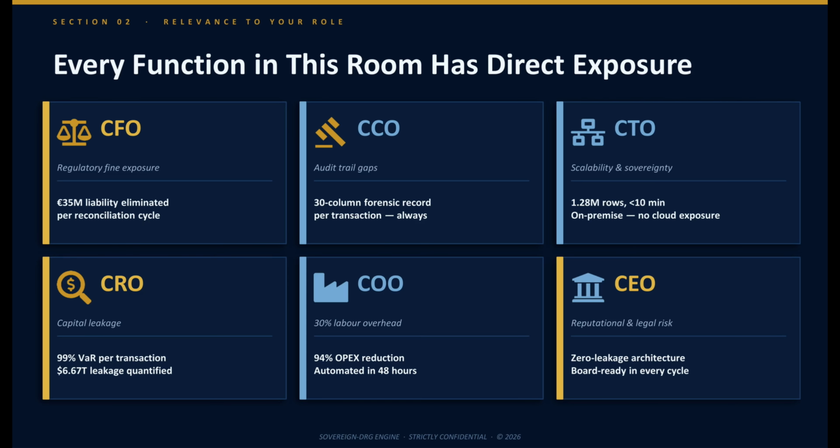Every function has direct exposure. CFO, 35 million euro liability eliminated. CCO, audit trail gaps closed, 30-column record always. CTO, 1.28 million rows, under 10 minutes, on-premise. CRO, 99% VAR, 6.67 trillion leakage quantified. COO, 94% OPEX reduction. CEO, zero leakage architecture, board ready every cycle.